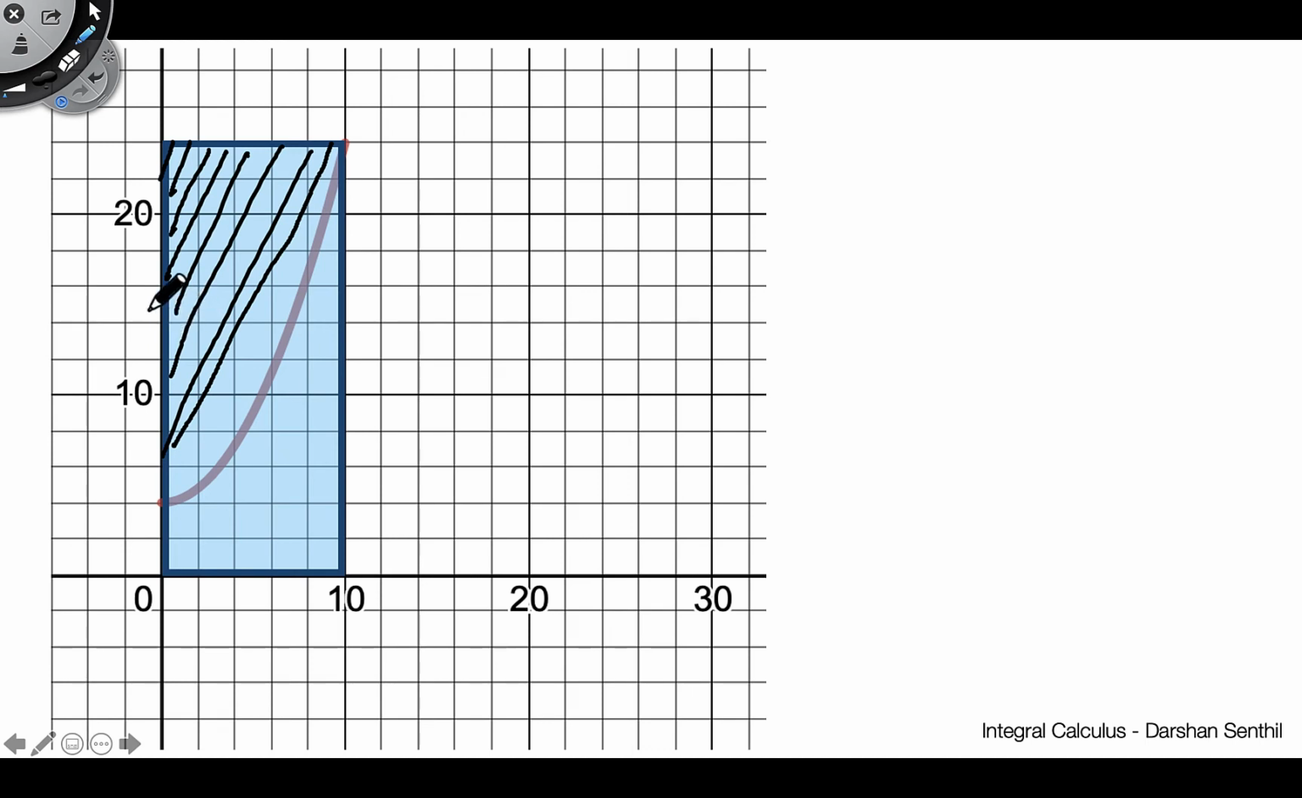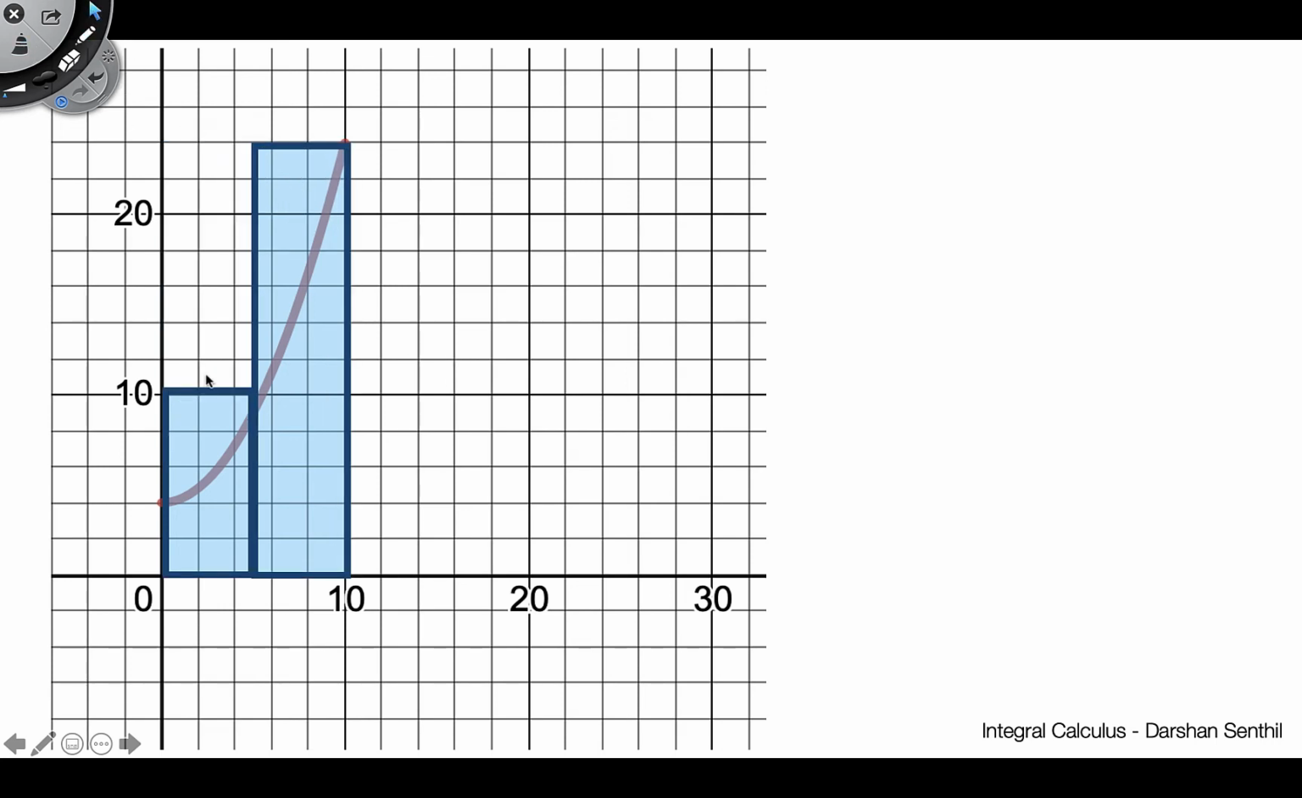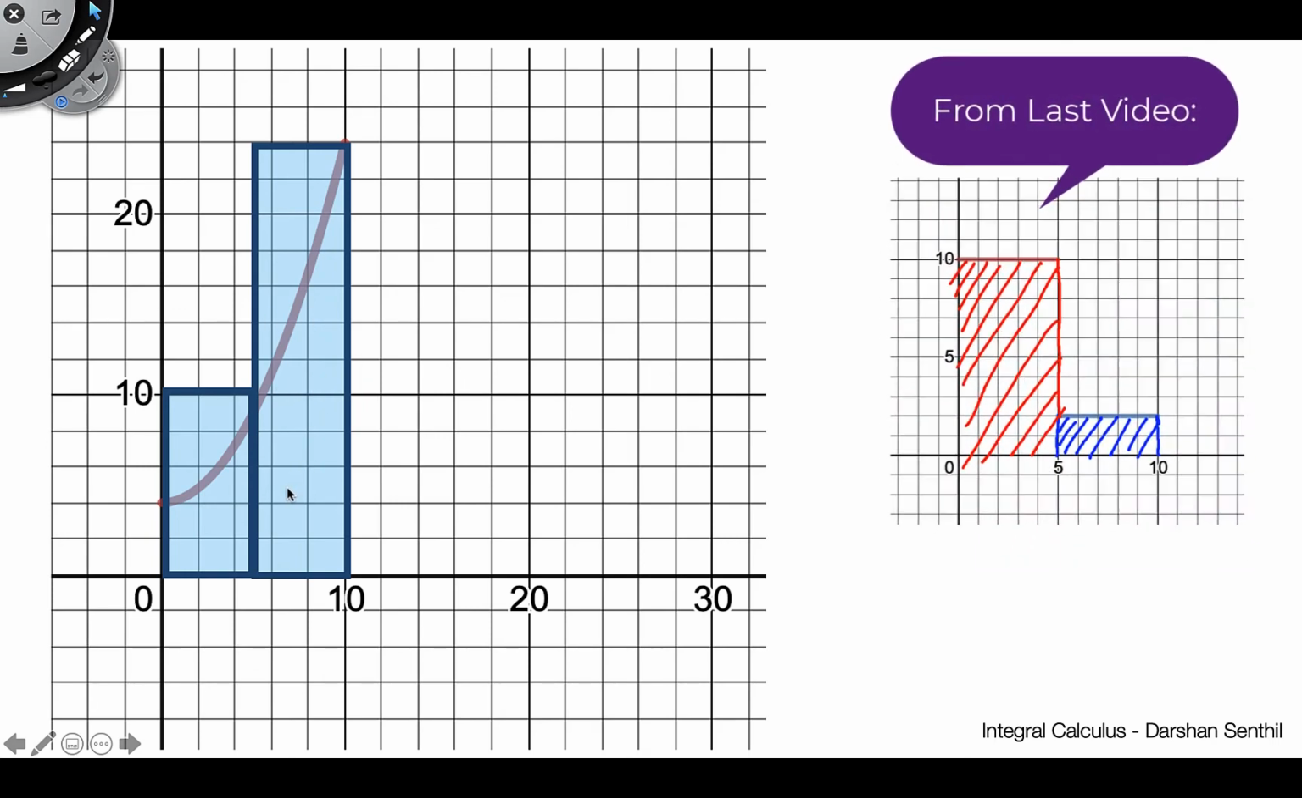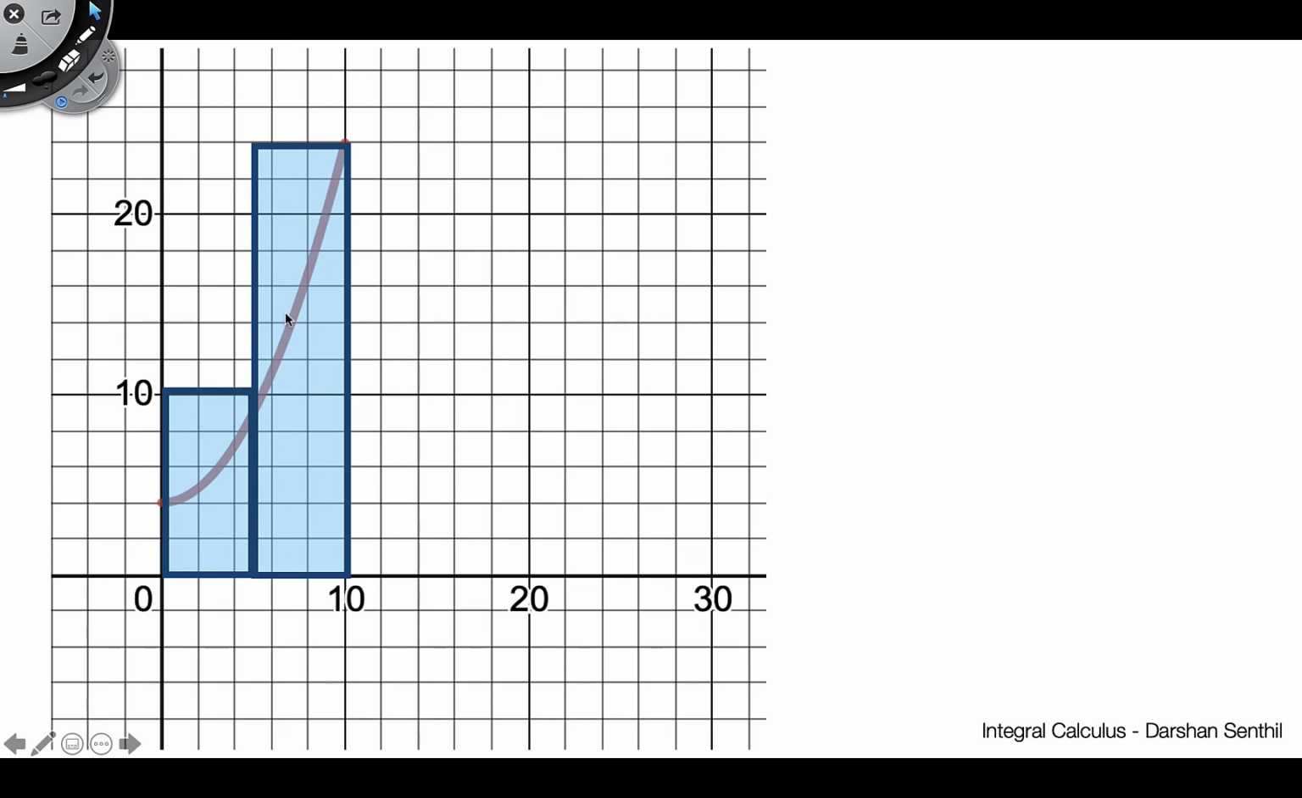But that doesn't mean the game is over yet. Let's try something else. What happens if I break this up into two rectangles? It's still possible. We saw an example last time where we had to use two different rectangles to find the area. This is theoretically possible, and it looks better, doesn't it? There's still a lot of extra area here, but this is a much better representation of the area under the curve because a lot of that extra area has been eliminated. So this is looking a lot closer to the area under the curve than the previous approximation.